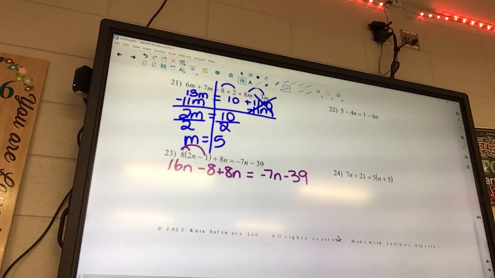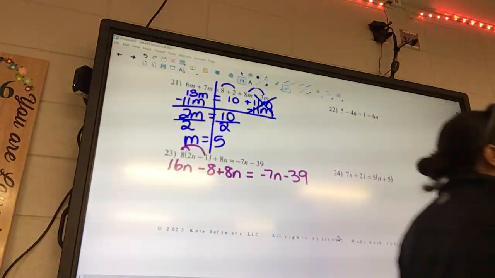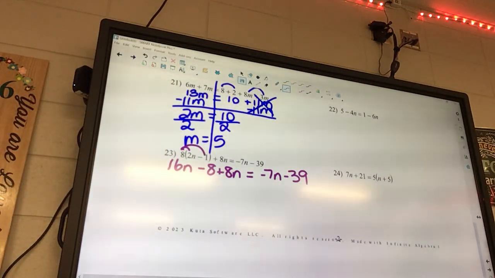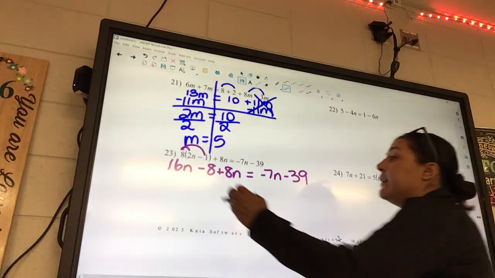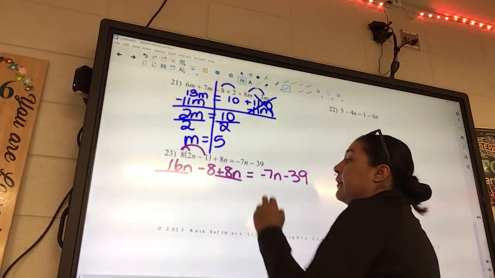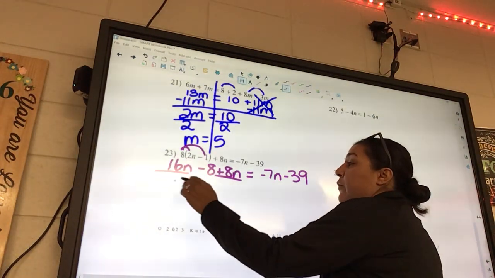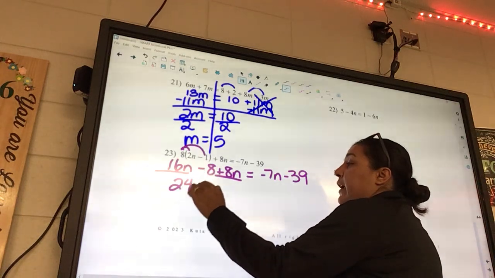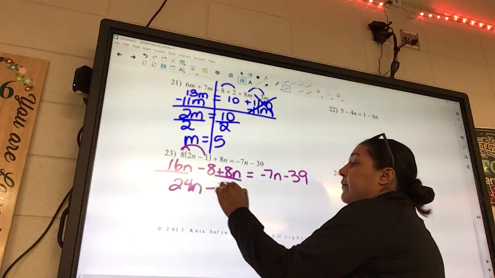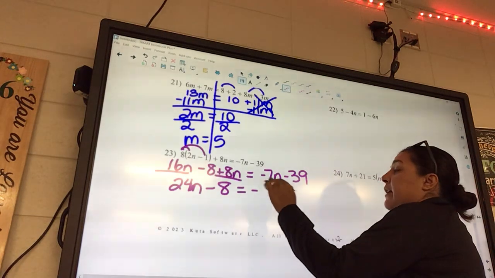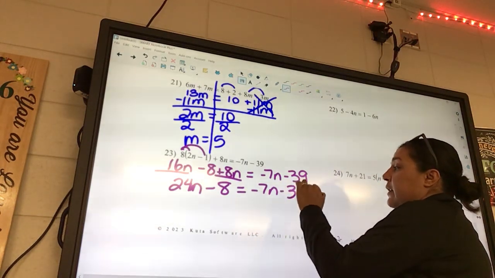Okay, how many pieces are on the left? There are 3 on the left. Okay, so something needs to combine. What's going to get combined? Not those 2. Why? 16 and the plus 8. So what is 16 plus 8? 24. Yeah. 24n minus 8 equals negative 7n minus 39.